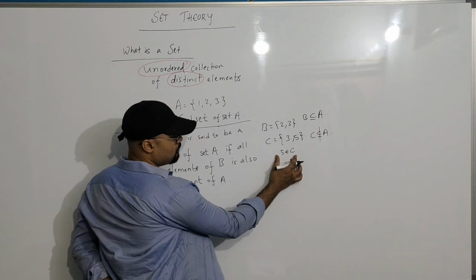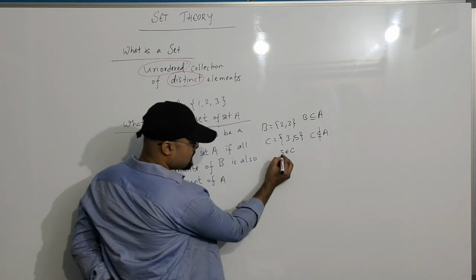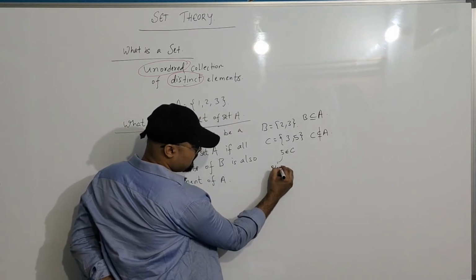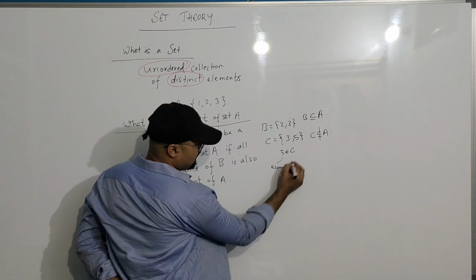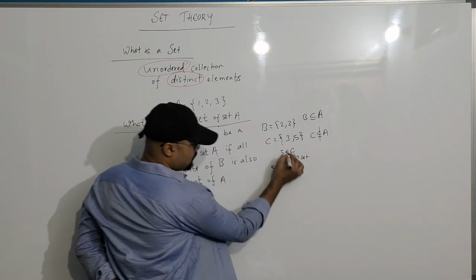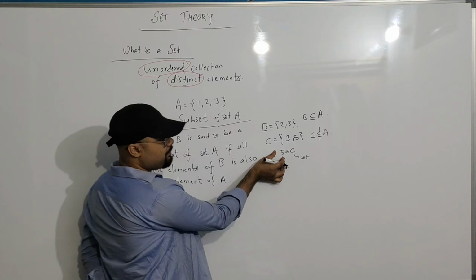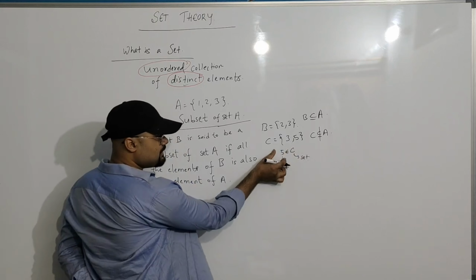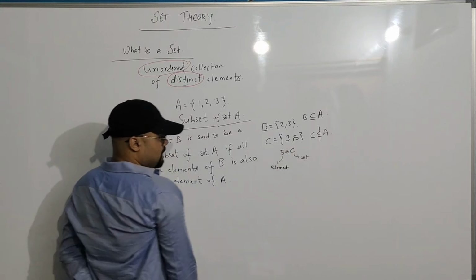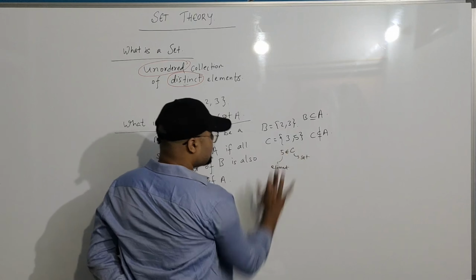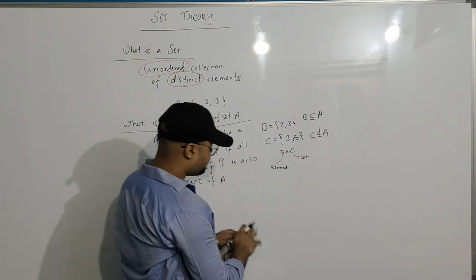So 5 belongs to C. This is the symbol to represent it. On this side, this is the element, and this is your set. The belongs-to symbol means that this element belongs to this set, or this is an element of this set. So 5 belongs to C.